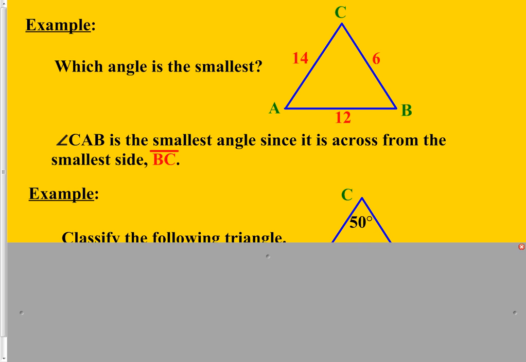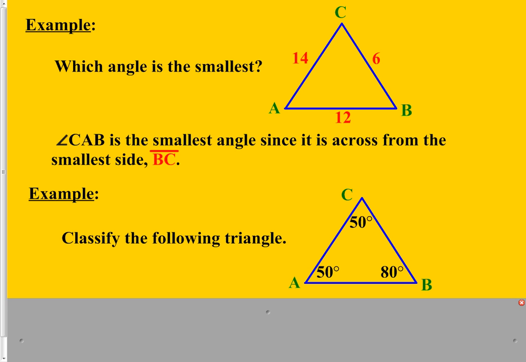Now, as you can imagine, this can get a little bit more complicated. Okay, they can ask a lot deeper questions than simply which side is the biggest or smallest, or which angle is the biggest or smallest. So consider this example for a second. Classify the following triangle. Okay, well, that's what we've been doing for the last couple of days, classifying triangles and polygons. Okay, so now we are going to consider the information that we have and see if we can come up with a classification for it.